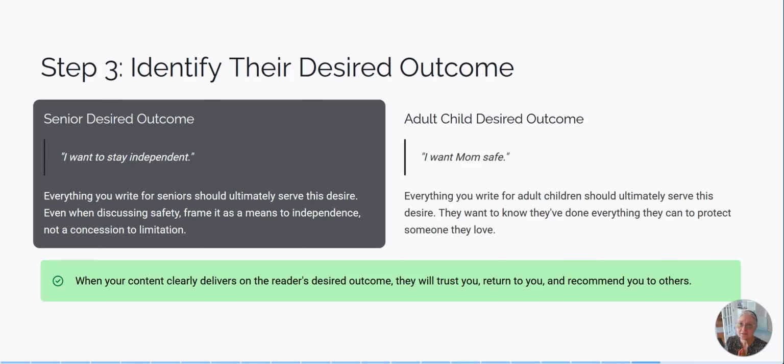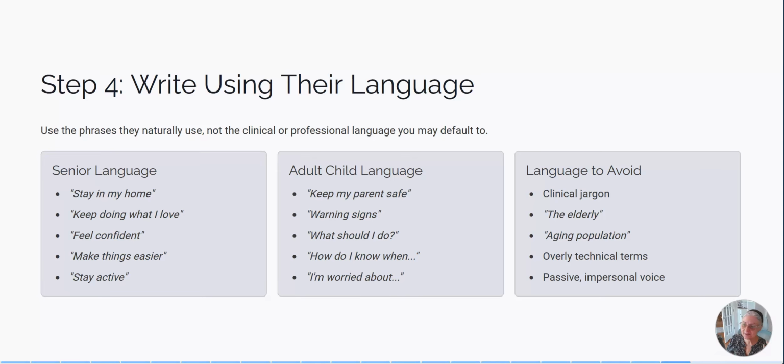All right. Identify the desired outcome. I want to stay independent. It's what most seniors want. I don't want to burden anybody. I want to stay at home. And the adult child is, I just want my parent to be safe. And they don't often say it, but they want their lives as uninterrupted as possible. Most families will not admit to that, but underlying that is what it is.